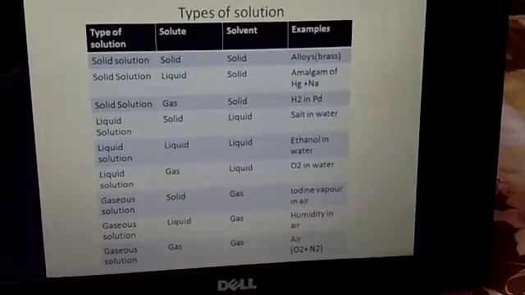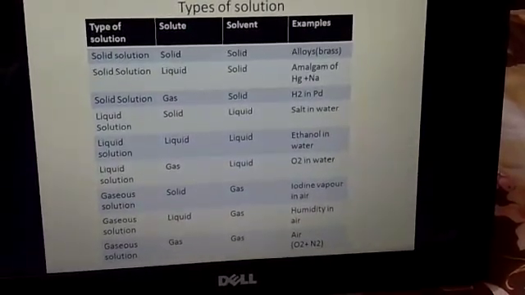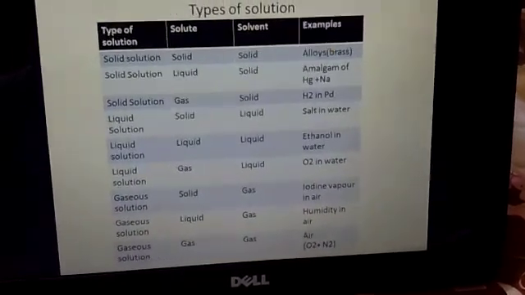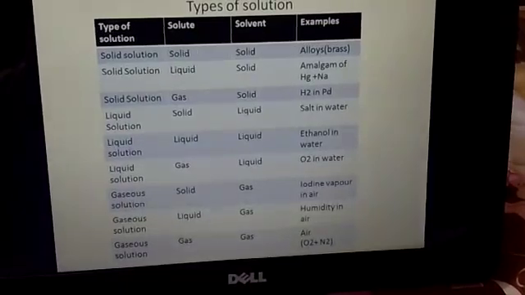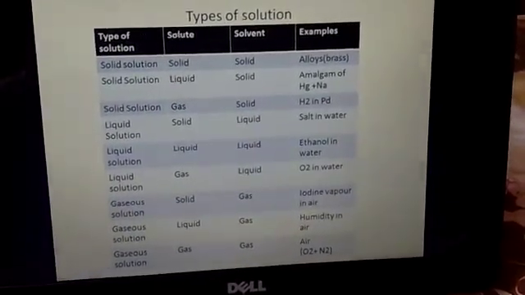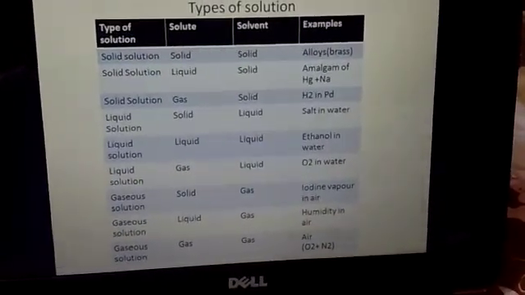Now, in solid solutions, if we take the solvent as solid and the solute as solid, then the type of solution is known as solid in solid solution. Examples are alloys: brass, German silver, bronze, etc.